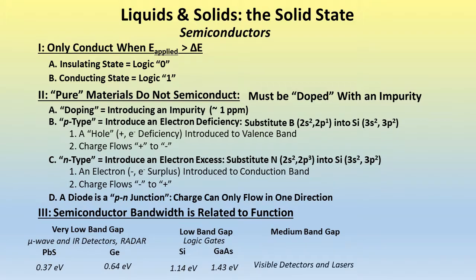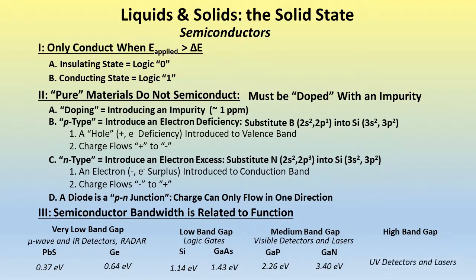Slightly higher band gaps in the medium range are used as visible detectors and in lasers. Examples being gallium phosphide at 2.3 electron volts and gallium nitride at 3.4 electron volts. The highest band gap semiconductors are used for ultraviolet detectors and lasers, such as the very rare silicon nitride, Si3N4, at 5 electron volts, and aluminum nitride at 6 electron volts.